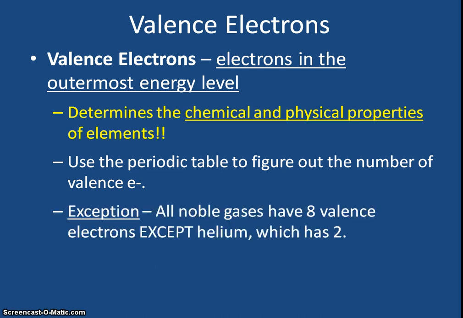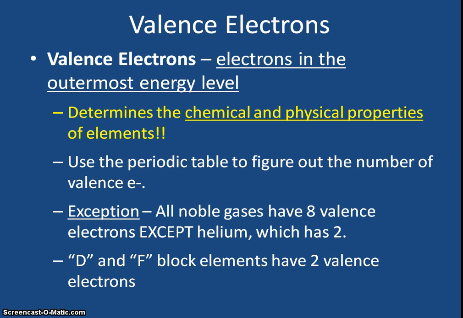There is an exception though. Helium only has 2 valence electrons because it's in that first energy level that only has an s orbital. So it can only have 2. So next to helium, just make a little note that it has 2 valence electrons, even though everything underneath it, so neon, argon, krypton, all of those have 8. And for now, the D and the F block elements, you can assume they have 2 valence electrons. So where you wrote the letter D, just put in parentheses, assume 2 valence electrons. Same thing for F, you can put in parentheses, assume 2 valence electrons.